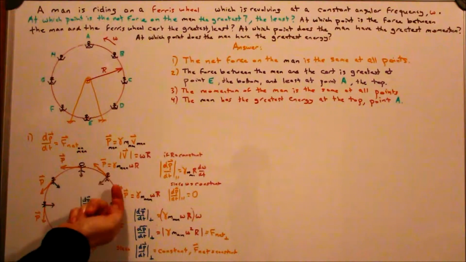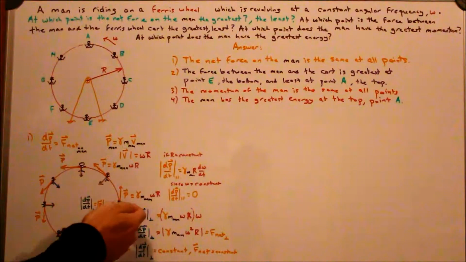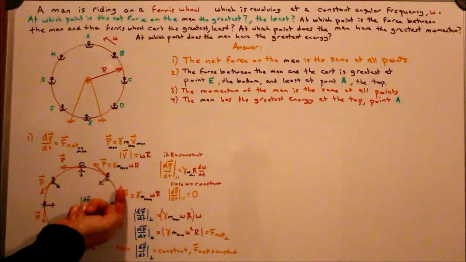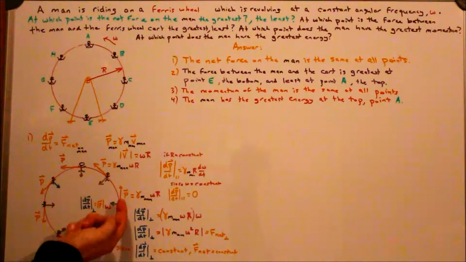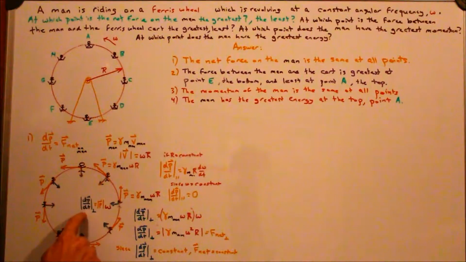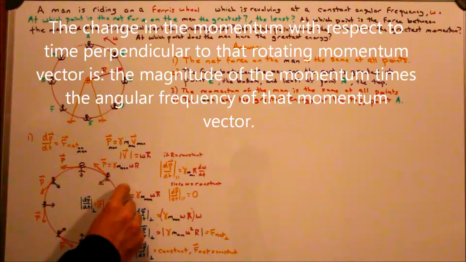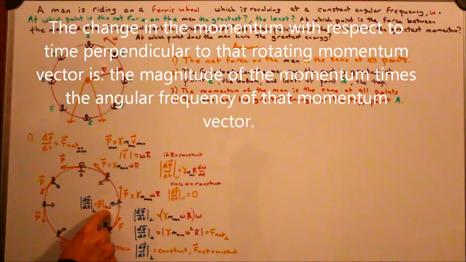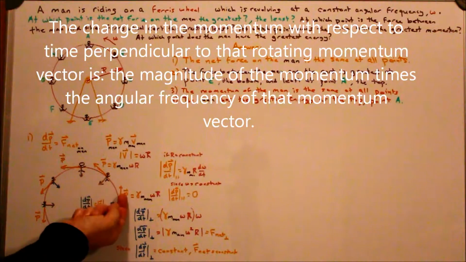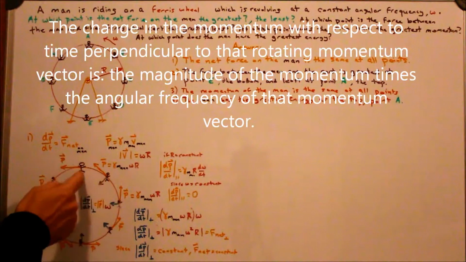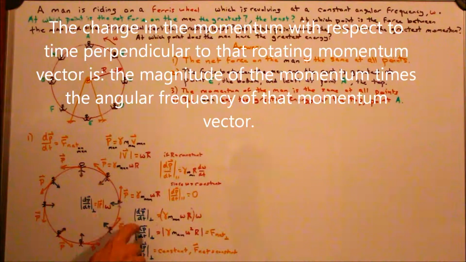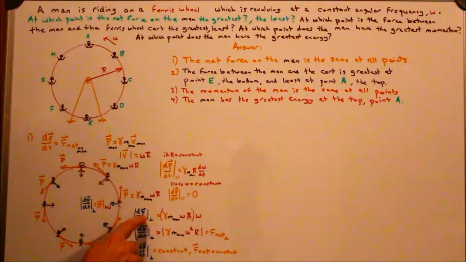So this vector is changing direction. Any vector that's changing direction, even if it's not changing magnitude, has a term perpendicular to its motion, which is the magnitude of that vector at this time, which is momentum, times the rate at which this directionality is changing, omega. So this is true at all points. It's always pointing inward. So it's perpendicular.